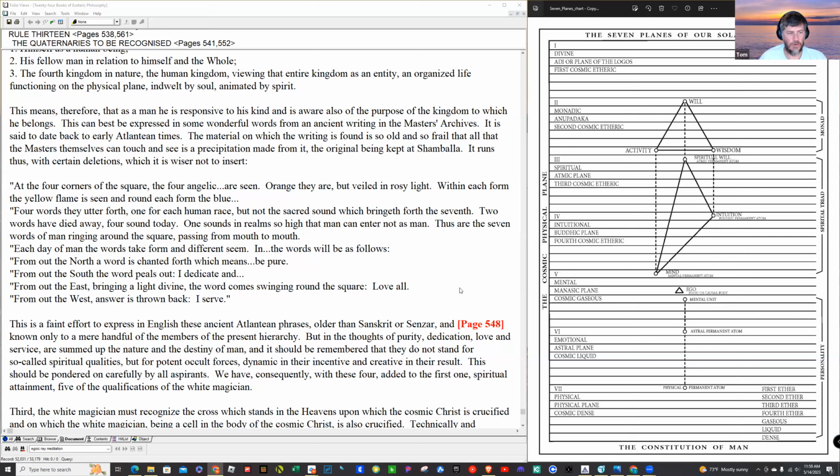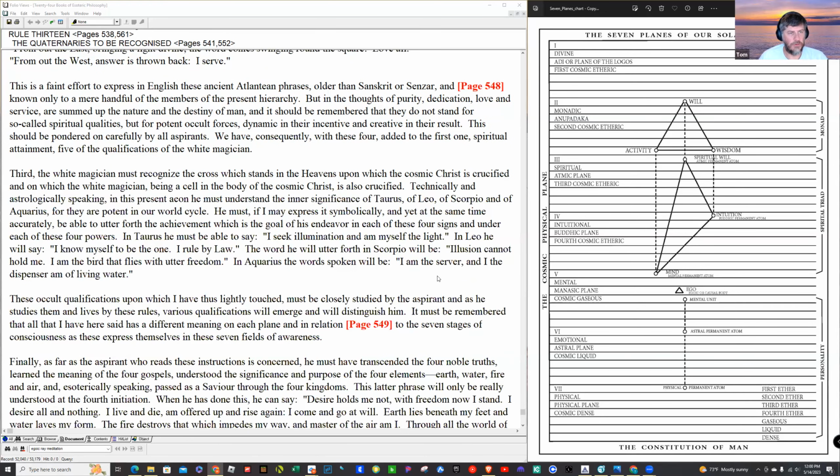Each day of man, the words take form and different seem. The words will be as follows. From out the north, a word is chanted forth, which means: be pure. From out the south, the word peals out: I dedicate. And from out the east, bringing a light divine, the word comes swinging round the square: love all. From out the west, answer is thrown back: I serve."